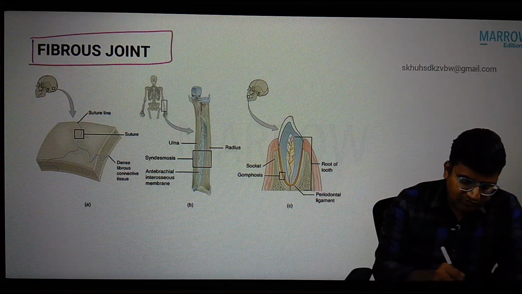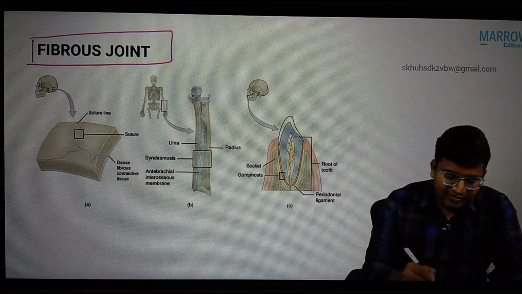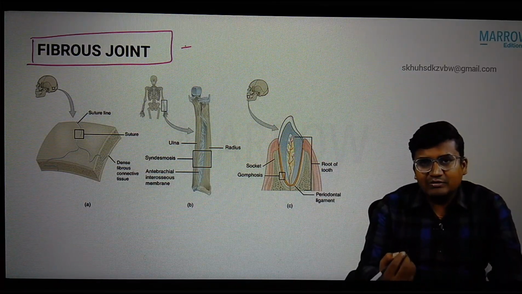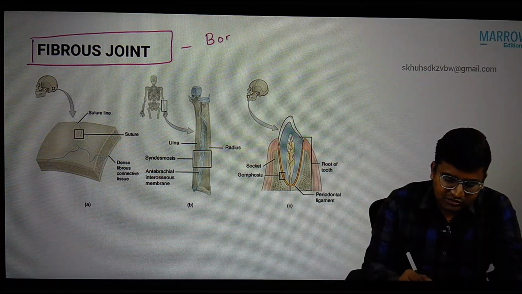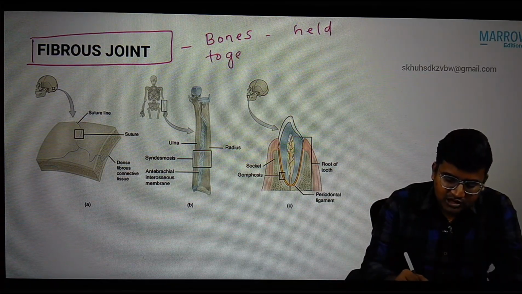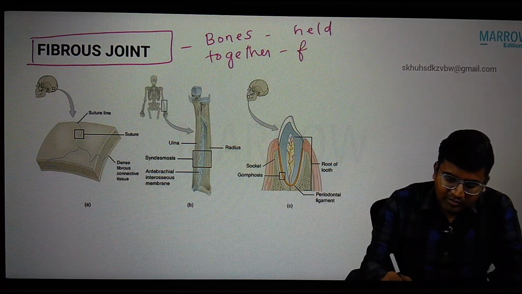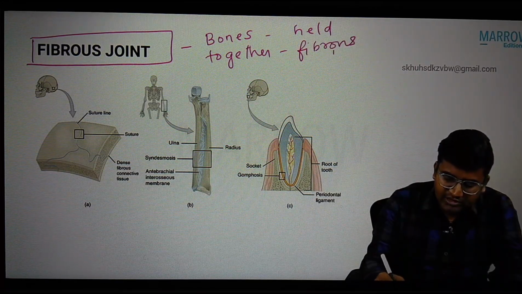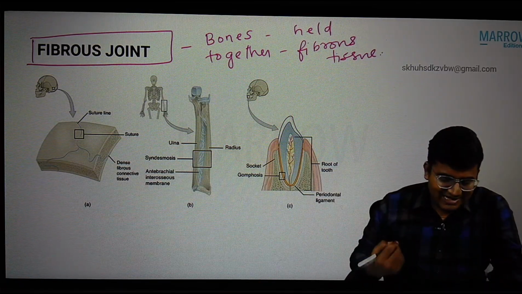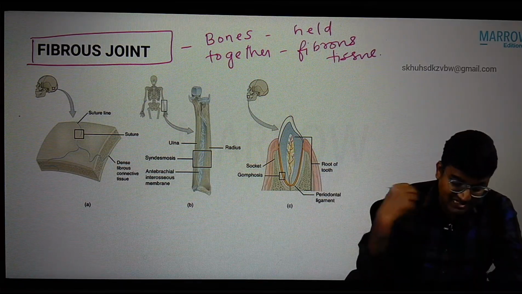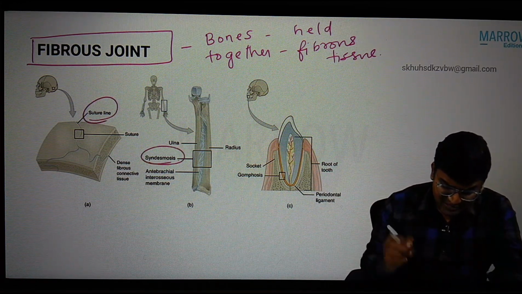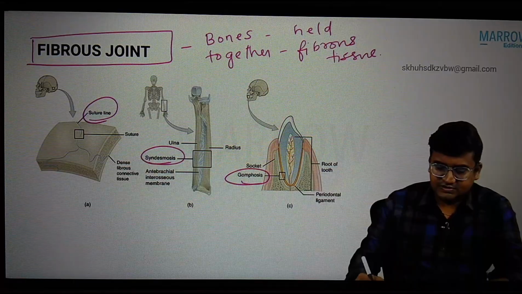Now we're going to discuss the fibrous joint. Again, the name itself gives a clue. The bones are held together by means of fibrous tissue. That is a fibrous joint. Now what are the subtypes of fibrous joint? Number one, sutures, and then syndesmosis and gomphosis.